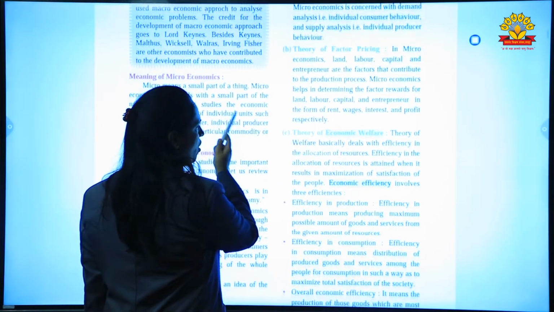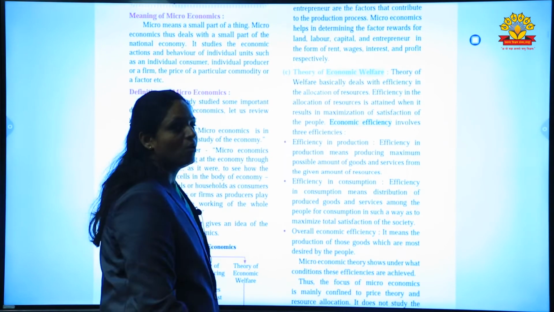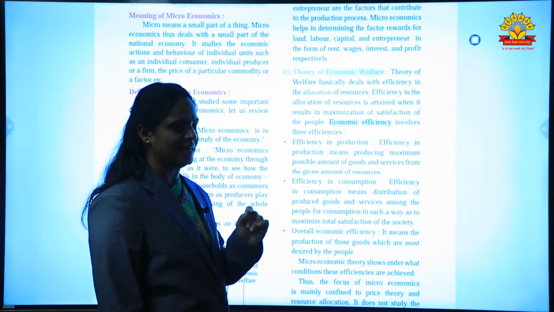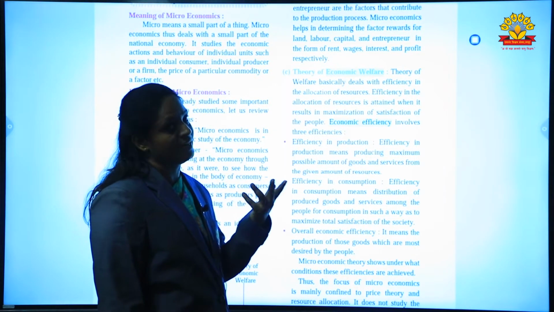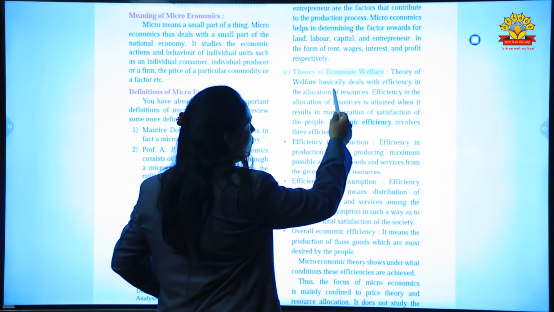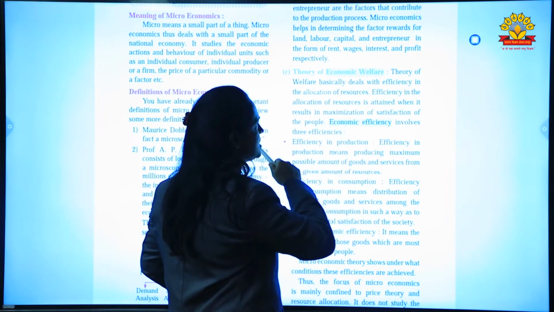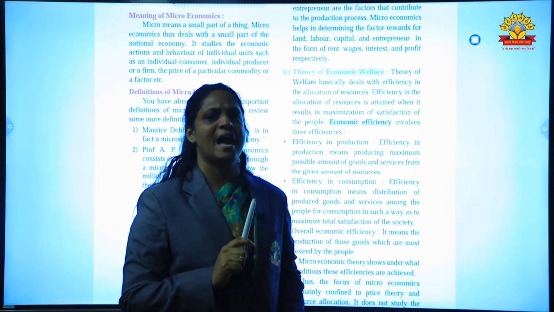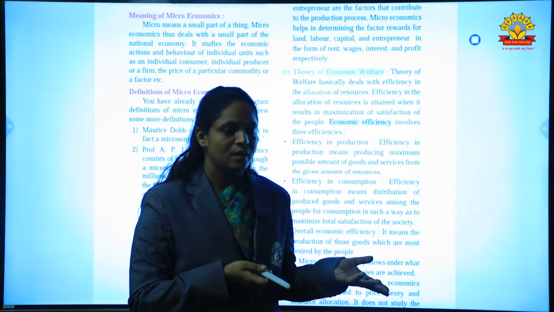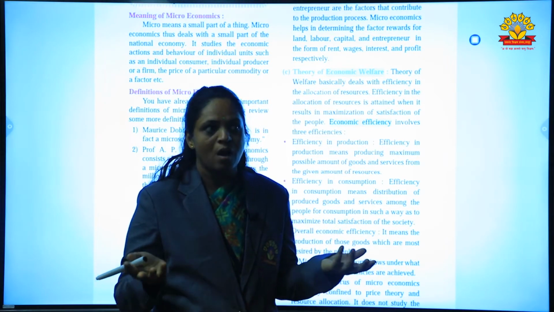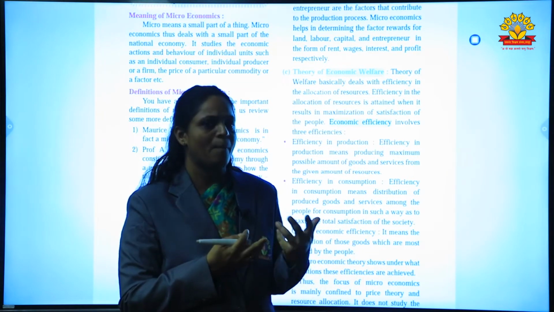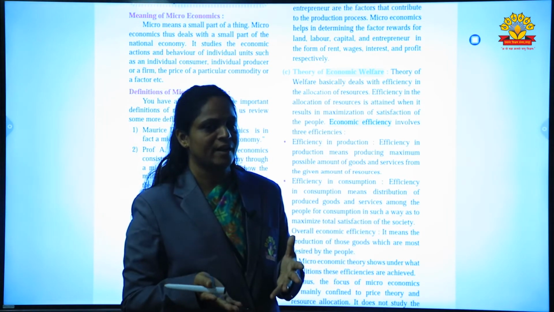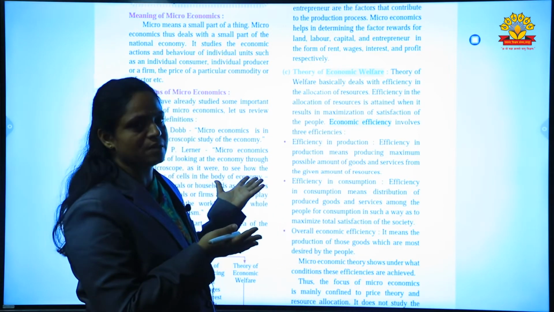After that, theory of economic welfare. When we use the word welfare, it is related with the society, with the human being, with the people. Theory of welfare basically deals with the efficiency in the allocation of resources. As we know from 11th standard, our resources are limited and our wants are unlimited. How we utilize them, how we make a proper decision regarding unlimited wants and limited resources, that decision must be taken in a proper manner.